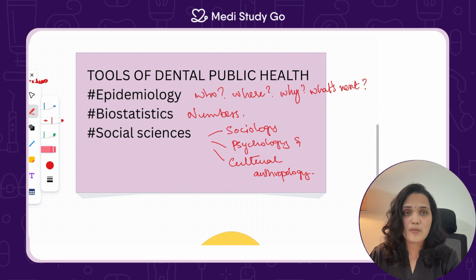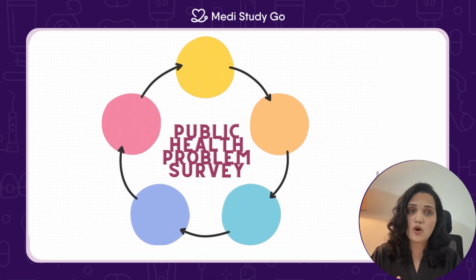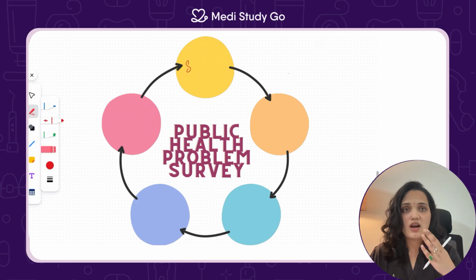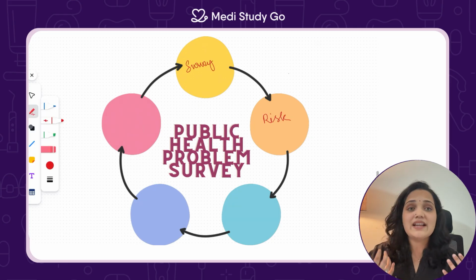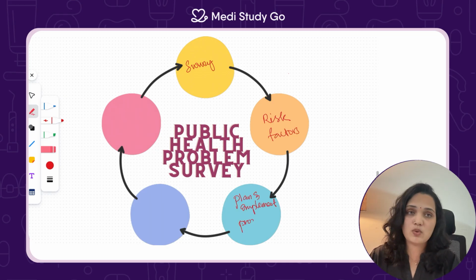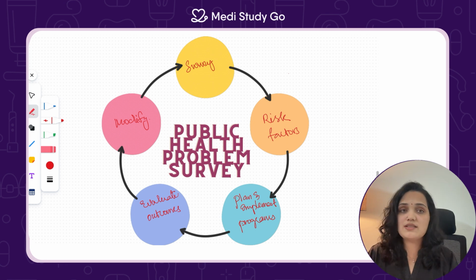Now let's see the procedural cycle of how a dental problem looks, and from a survey what we can get. Always think in cycles. First, a survey of oral health status is taken, and then we identify the problems and risk factors. Then we plan and implement programs. We also evaluate their outcomes, and finally we modify these outcomes through research and feedback. Now, if you draw this like a flowchart in your exams, you automatically score much better.